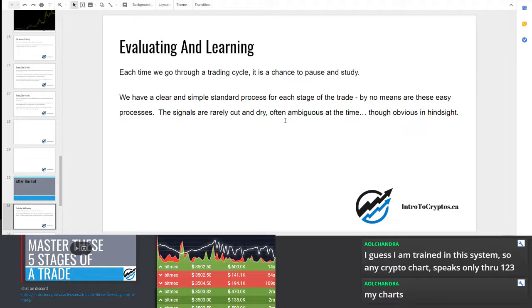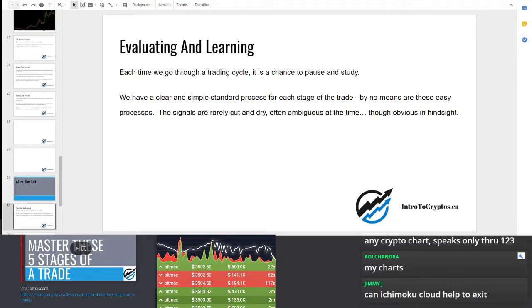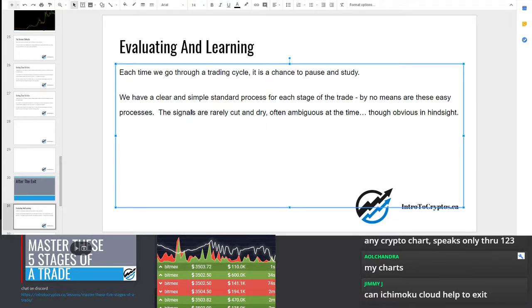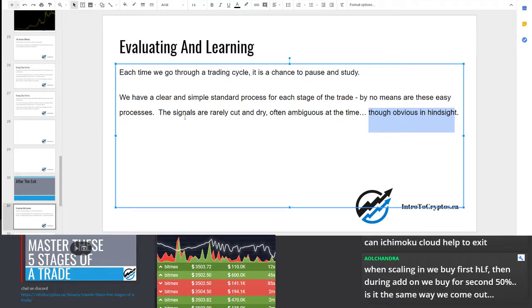evaluating the learning. Each time we go through a trading cycle, it's a chance to pause and study. We have a clear and simple standard process for following for each stage of the trade, but though it's clear and simple, it's by no means easy. The signals are rarely cut and dry, so we can come up with nice examples that make it look cut and dry, but often the signals are ambiguous at the time. Though when you look at the charts in hindsight, you go, well, that's obvious. This is what should have been done at the time. But often, even though we have a clear process and it's simple, the signals are ambiguous, they're not cut and dry, and they're very difficult to do.